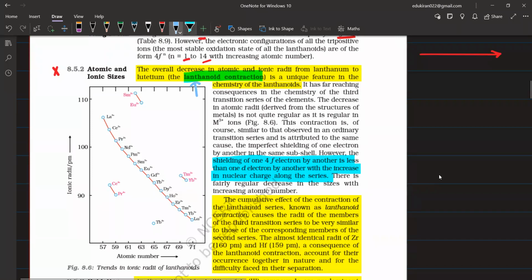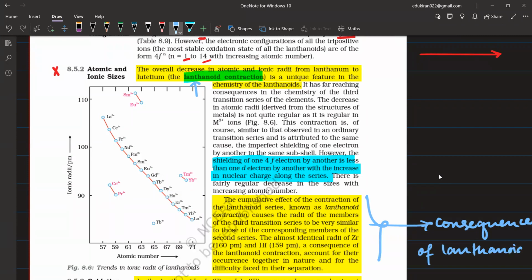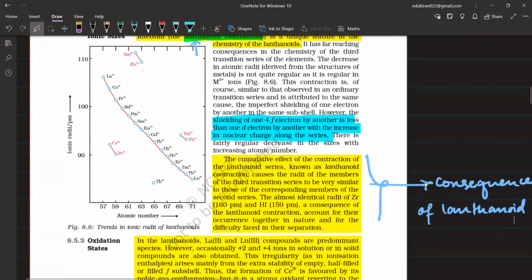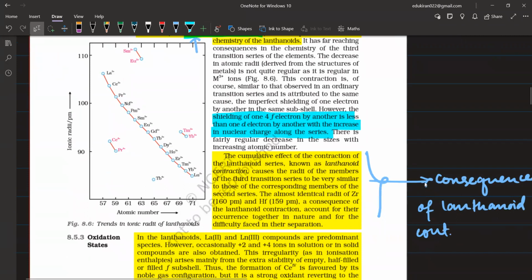Now, this part is important, which talks about the consequence of lanthanide contraction. The consequence of lanthanide contraction.